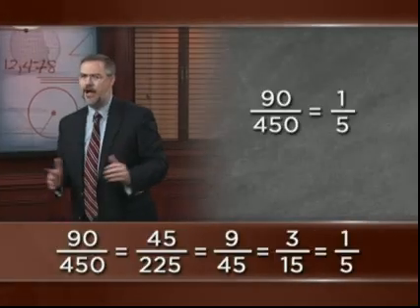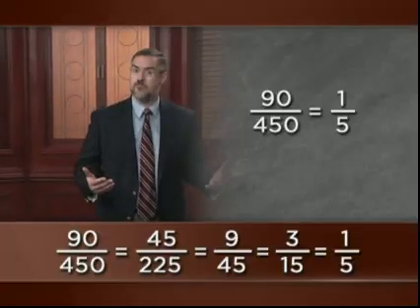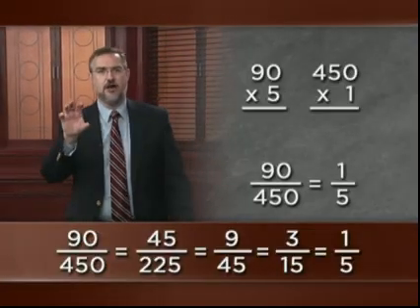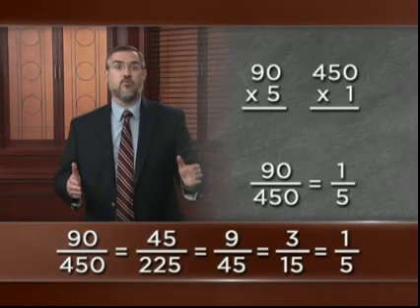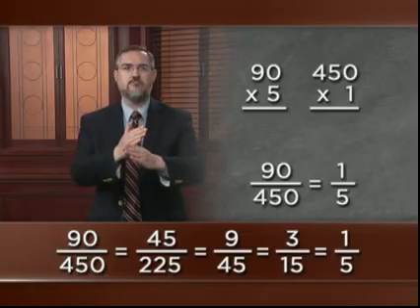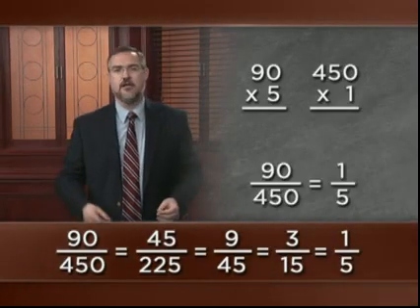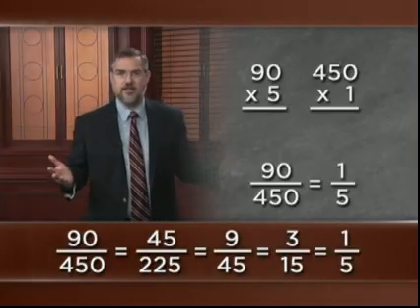But how would I check that? I mean, you may feel a little uncomfortable with that answer. Well, just do the cross multiplication trick. You have 90 over 450 and 1 over 5. If they're really equivalent, then those cross multiplication amounts have to be the same. Well, let's check. 90 times 5 is one of those cross multiplications, and that's 450.